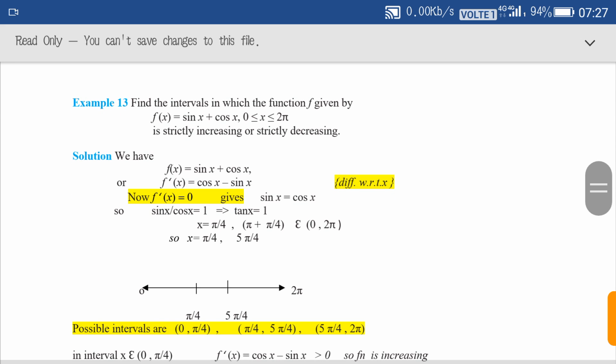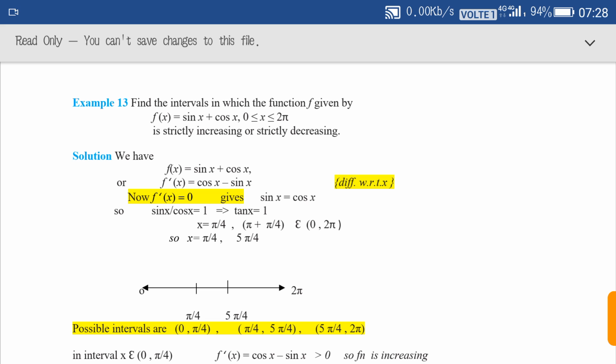Now I am taking an example from your text, that is: find the interval in which the function given by f(x) = sin x + cos x, where x belongs to [0, 2π], is strictly increasing or strictly decreasing. You have f(x) = sin x + cos x. Now differentiating both sides, we get f'(x) = cos x − sin x.